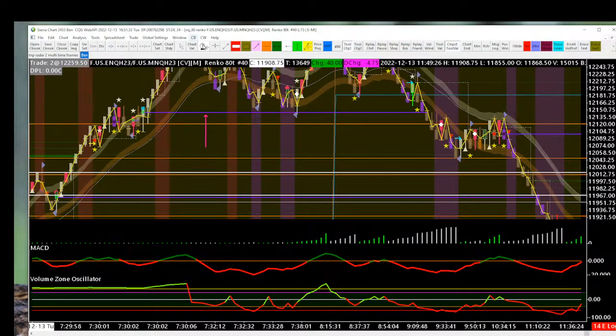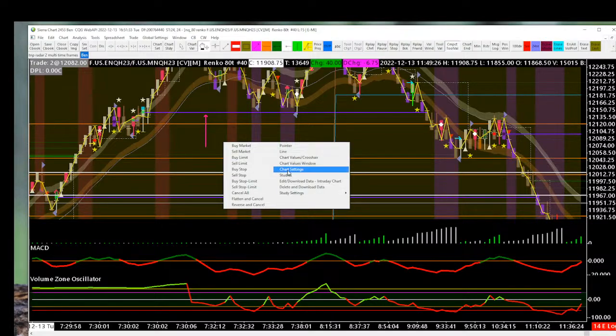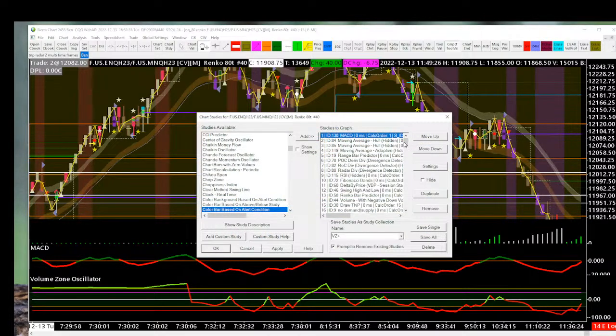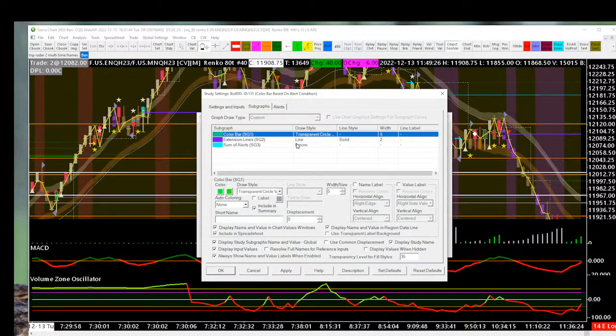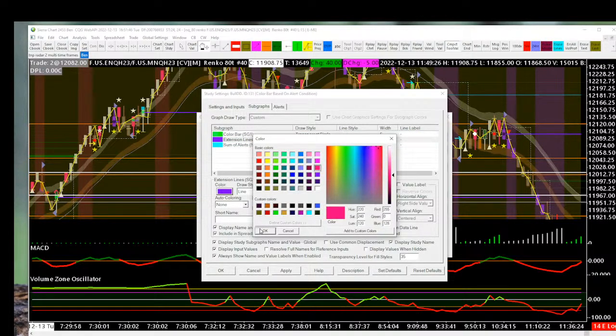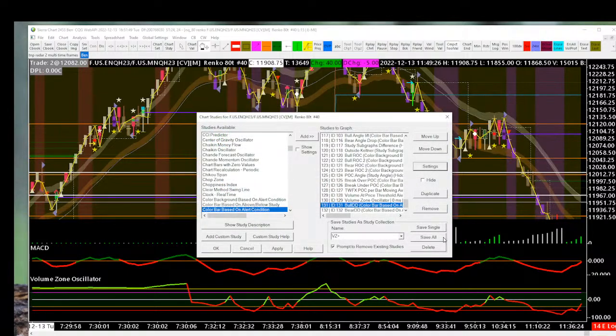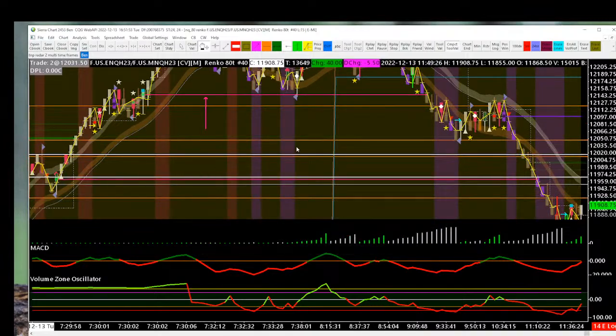I'm going to color this differently. Hold on. We're going to color this one something else. Extension line. Okay, that should be fine. So now we can tell the difference. I don't know if it matters.